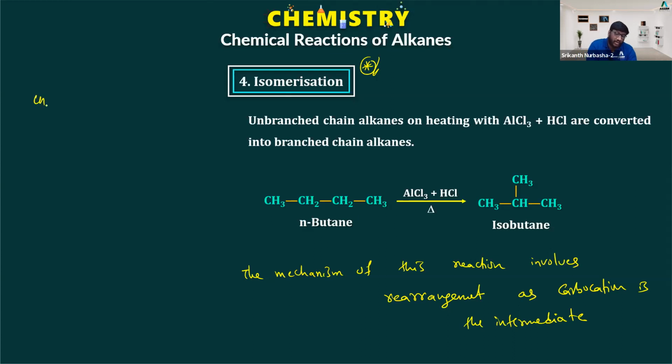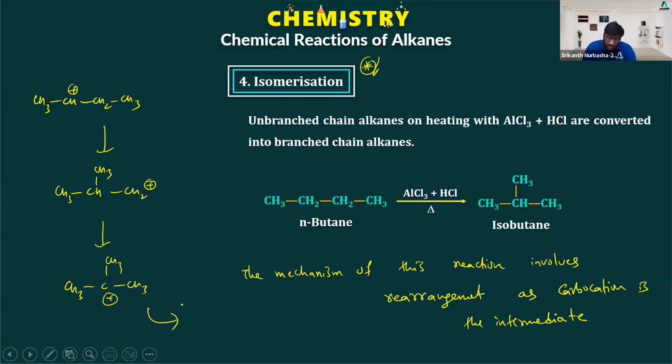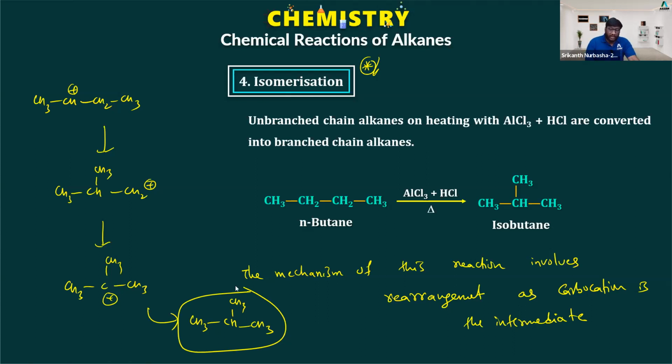And you can have this rearrangement: CH3, CH+, CH2, CH3. Methyl shift can occur, forming CH3, CH, CH3, CH2+. Again, hydride shift can occur, forming CH3, C+, CH3, CH3, and then a respective hydrogen is going to be attacked, forming CH3, CH, CH3, CH3. So this is the compound. Like that, rearrangements are going to be included in this particular isomerization reaction.